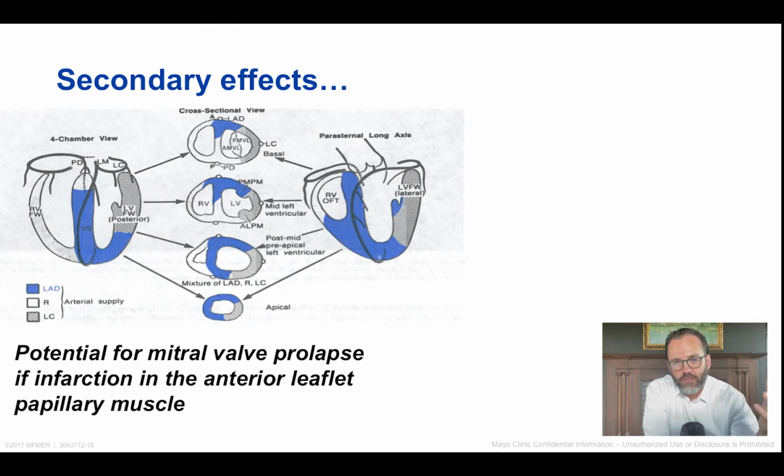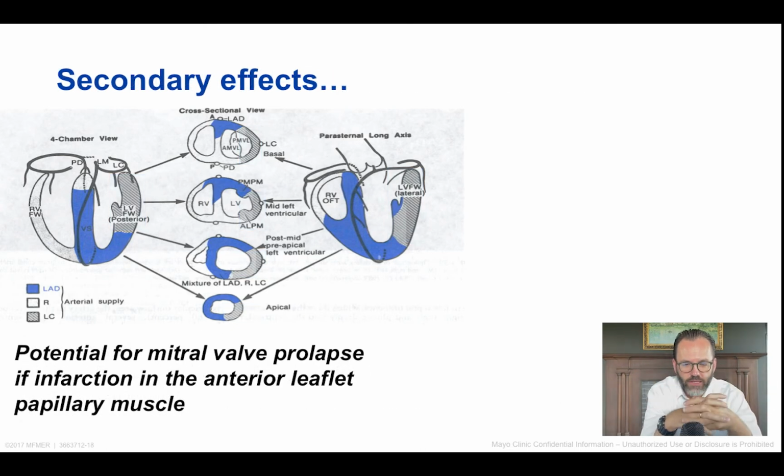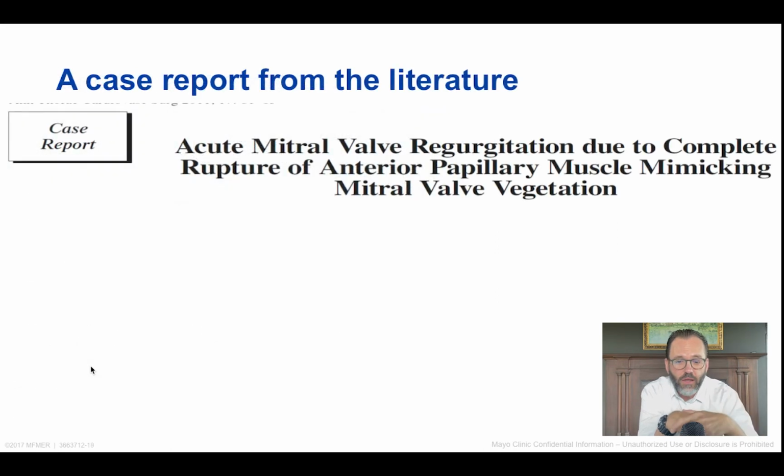But I think importantly, what I want you to start thinking about as well is, what are the secondary effects of some of these insults? Because I think it's very easy for you to memorize this initial insult portion, and you say, well, I've got this depiction of everything that's going on here, but what are some of the secondary complications that might occur? And I think there is a reality here to say, well, there's a potential for mitral valve prolapse if there's a substantial infarction within the anterior leaflet of the papillary muscle. And so, again, here's a case report from the literature that just shows that this, in fact, does happen, and it can be a very sizable insult.